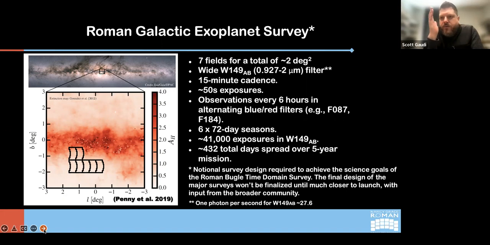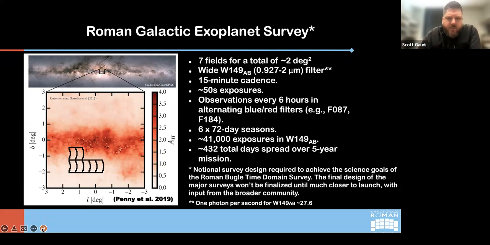So our survey design, which we sort of optimized for Earth-like planets near the Einstein ring, is about 7 fields for about 2 square degrees, 15-minute cadence, observations in other filters to get colors of the source stars, a total of 6 72-day seasons. So that's 432 days spread over the 5 years of the mission. And with the first 2 seasons being the first 2 seasons that are available for Roman, and the last 2 being the last 2 available at the end of the 5 years.